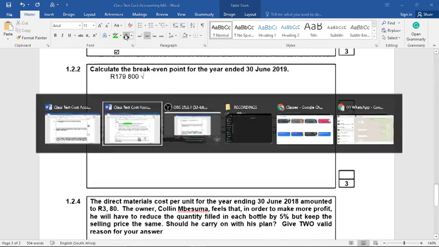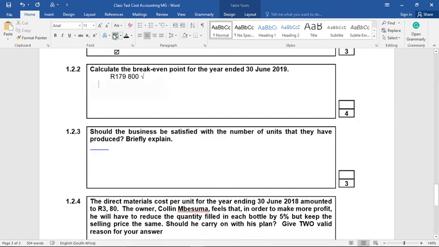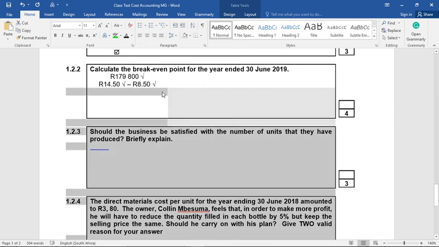There it is. The denominator is your selling price. There it is, 14 rand 50, right? Minus variable costs. There it is, 8 rand 50. That is my denominator. So now we're going to work out our break-even point, and we might have to round it off. Let's have a look. That works out to be, wait for it.